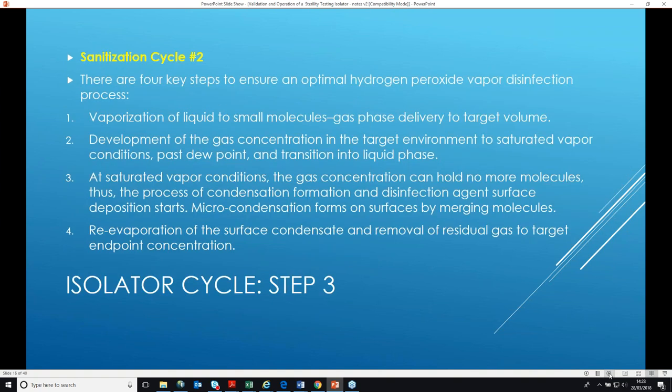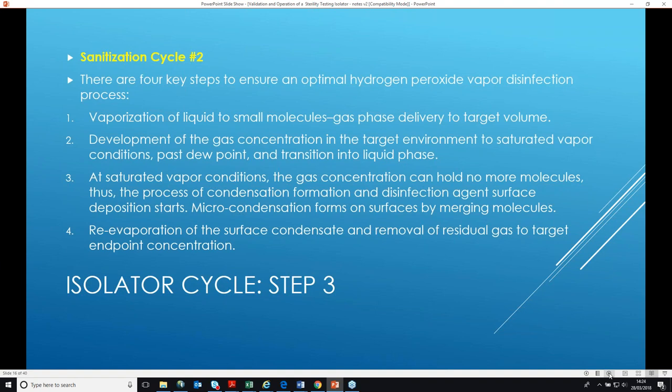Now, carrying on with the sanitization cycle, there are four key stages to ensure that an optimal hydrogen peroxide vapor disinfection process has been undertaken. First is vaporization of liquid to small molecule gas phase in order to deliver the target volume. Second is the development of the gas concentration in the target environment to achieve saturated vapor conditions past the dew point and the eventual transition to the liquid phase.